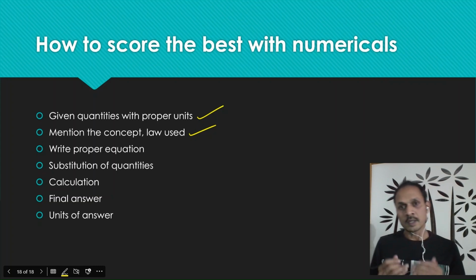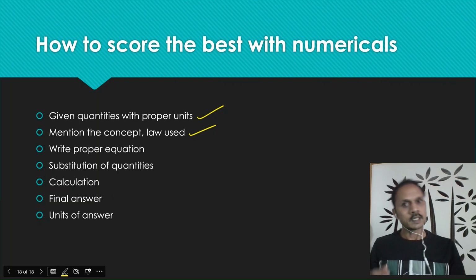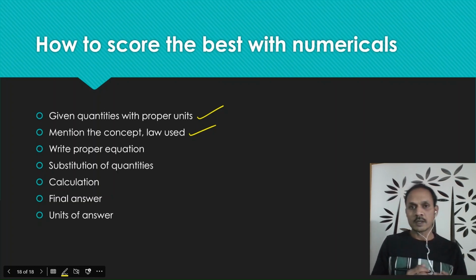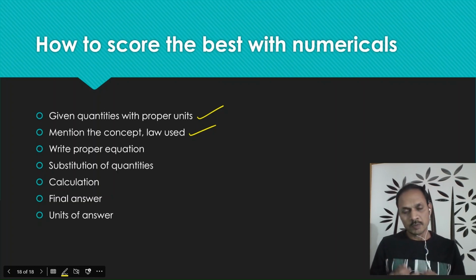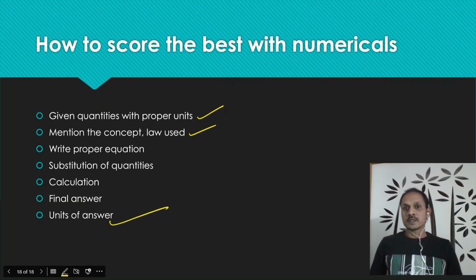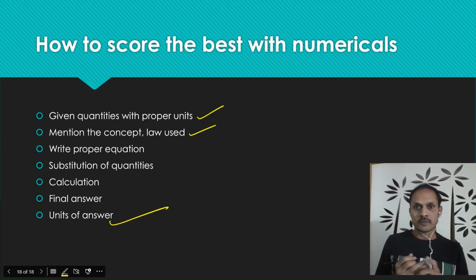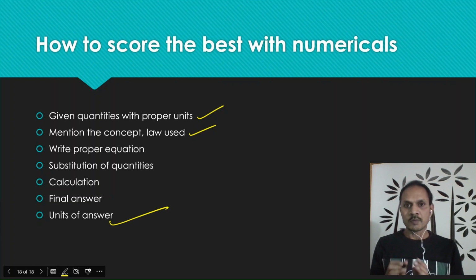Mention the equation along with the principle name, followed by substitution, then calculation, then final answer, and in calculation show proper steps. Final answer should be given with proper units. This is where many people make mistakes, writing the final units. Some people forget the units or they may write the wrong unit. So be careful with that one. So if you follow these steps in numericals, it is very easy to score 3 out of 3 or 2 out of 2 without much effort, right?